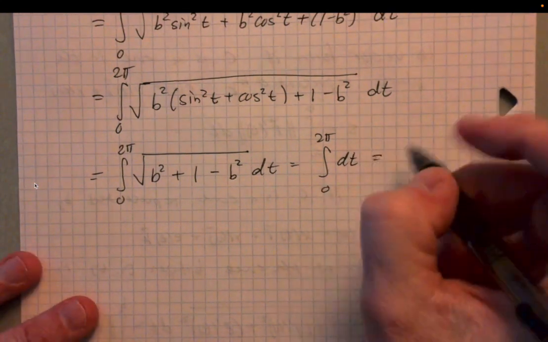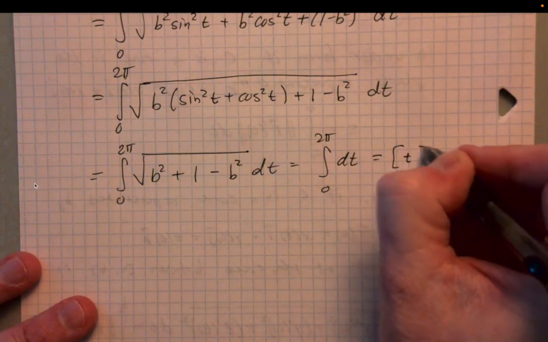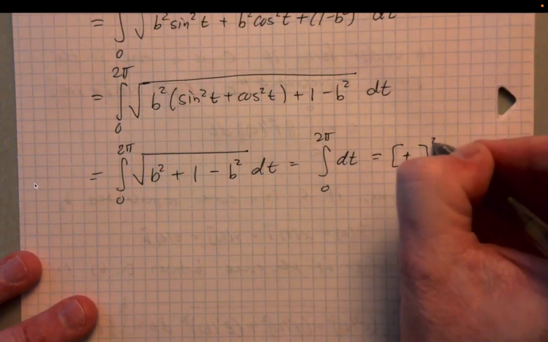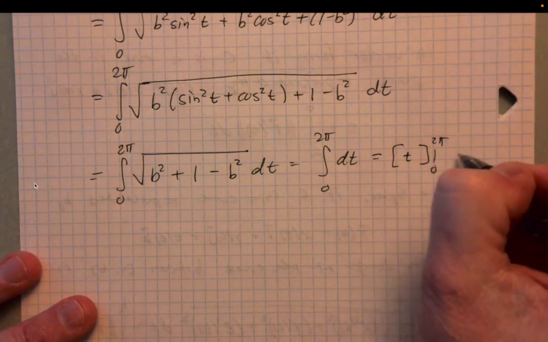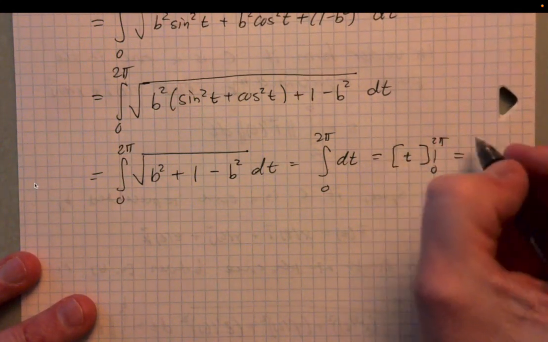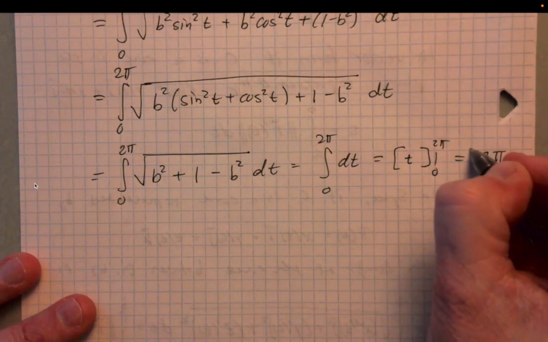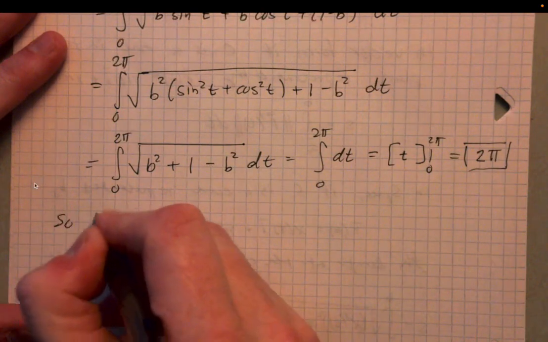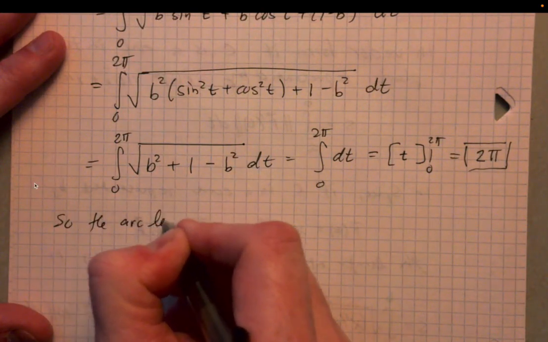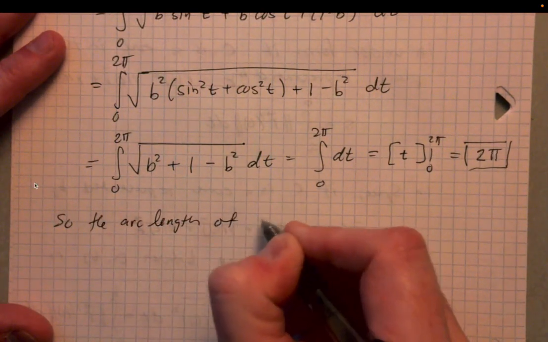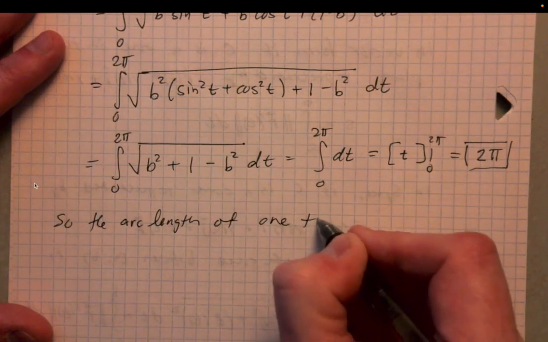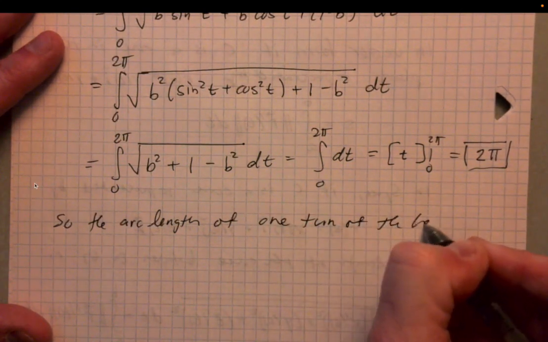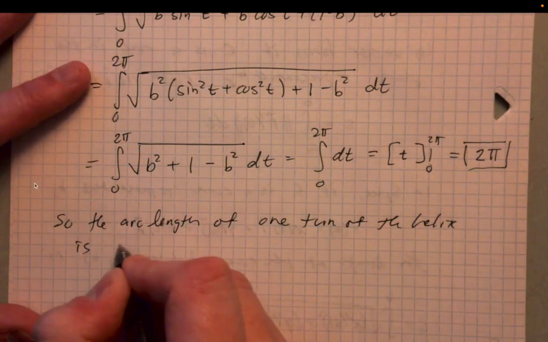Okay, and so we can do that easily, and that is just t, and the bounds are 0 up to 2 pi. So we can plug that in, and you would get 2 pi minus 0. So the arc length here, s, is going to be equal to 2 pi. All right, so the arc length of 1 revolution, or we'll say 1 turn of the helix, is 2 pi.